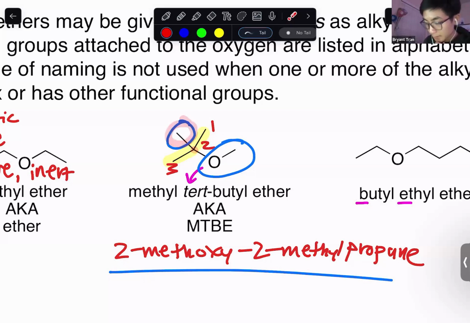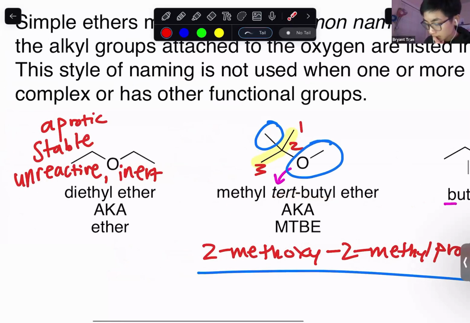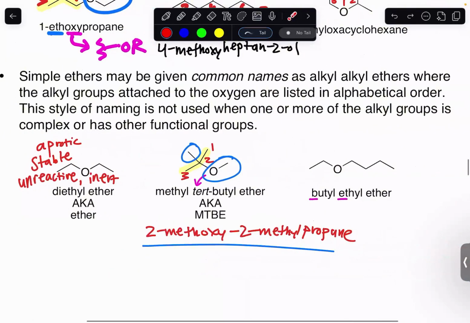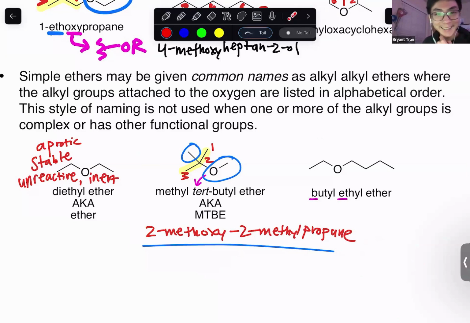So the longest chain here is propane, and at carbon 2 there's a methyl group right there. If we want to use tert-butyl, then we have to use the common name substituent for the other R group as well. Yeah, there are multiple correct names for this.